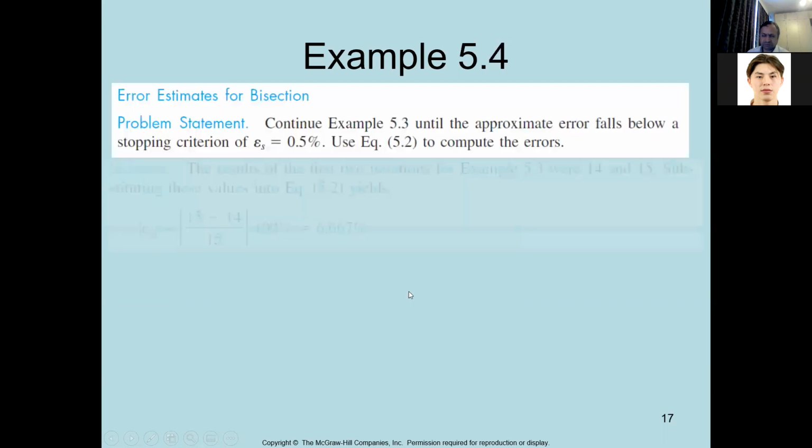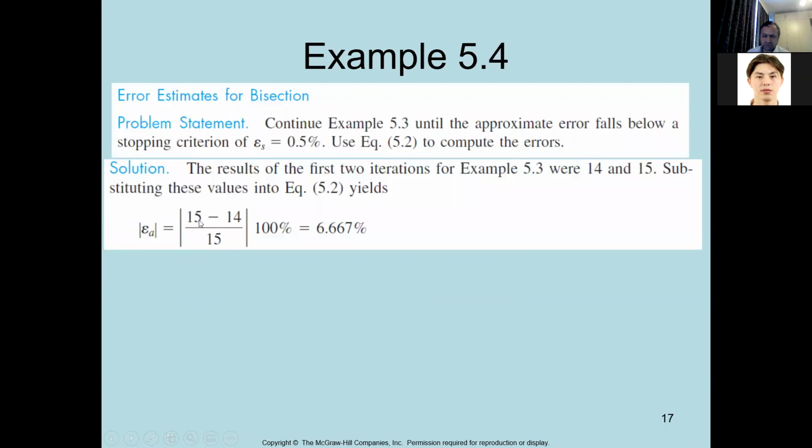So new minus old over new. That is the percentage approximate error, times 100. We are using the absolute values because we just want to see the magnitude of the error. The sign is not important at this point. So in this case, it is 6.667%.